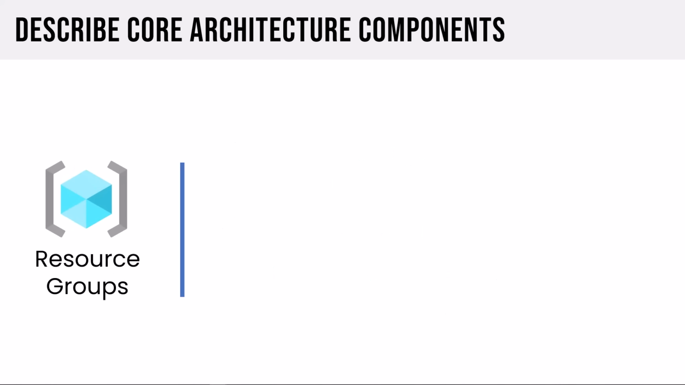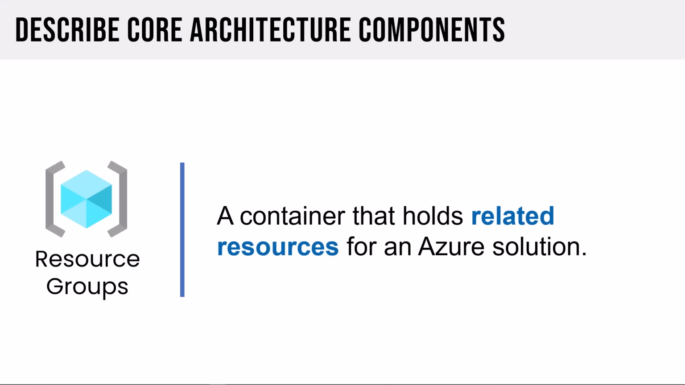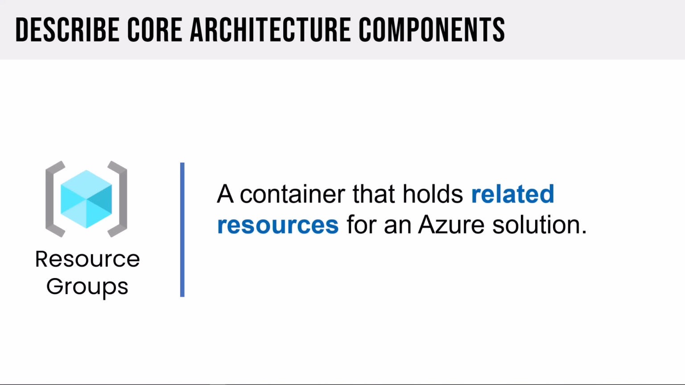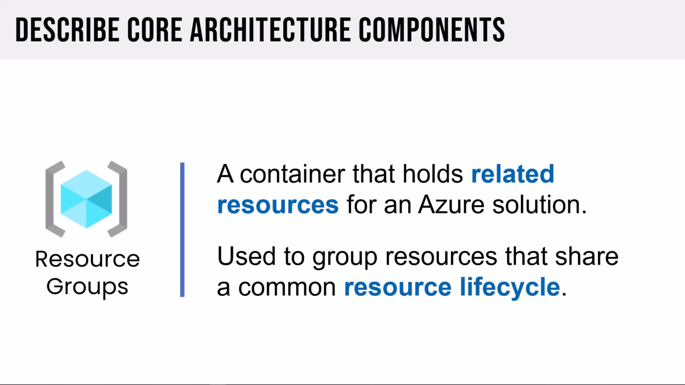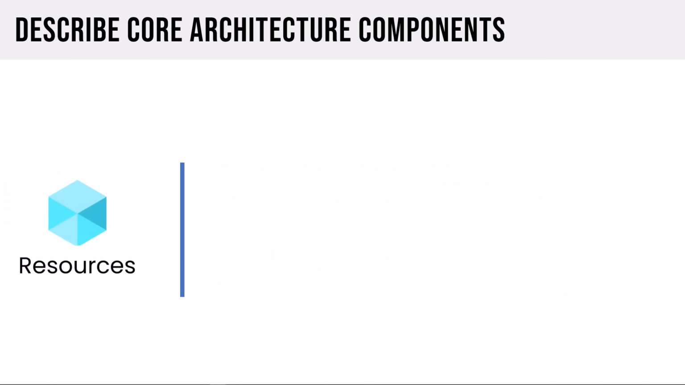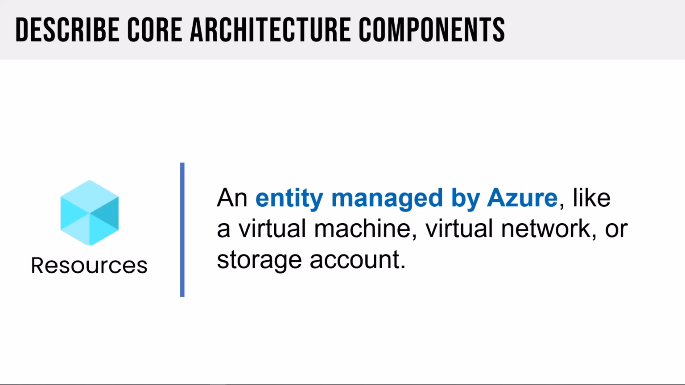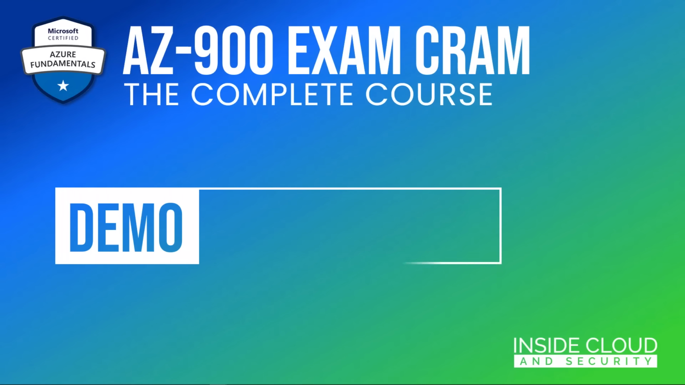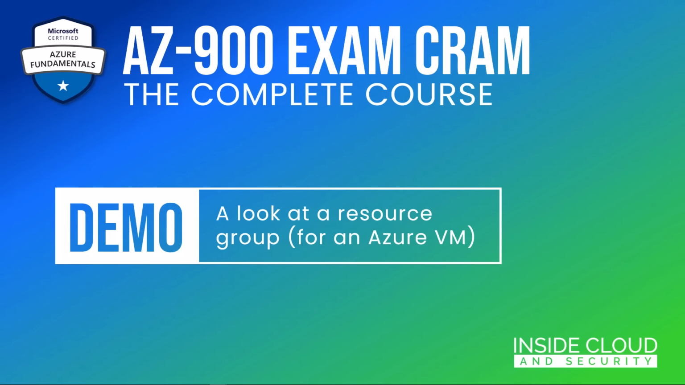And next we have resource groups. A resource group is a container that holds related resources for an Azure solution. It's used to group resources that share a common resource lifecycle, such as the components that combine to form a virtual machine, which would include the VM, its network adapter, its storage. There'll be multiple components in there. And then we have the resources themselves. A resource is an entity managed by Azure, like a virtual machine, a virtual network, or a storage account. Now, since virtual machines are the most common use case, let's take a quick look at a resource group for an Azure VM just to give you a visual confirmation of what that actually looks like.